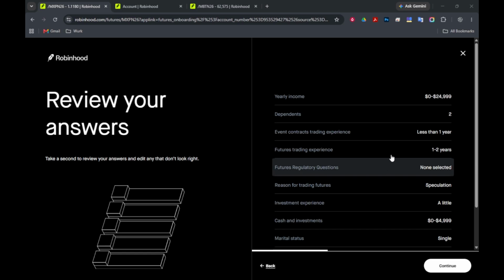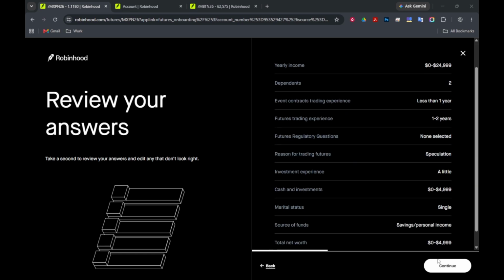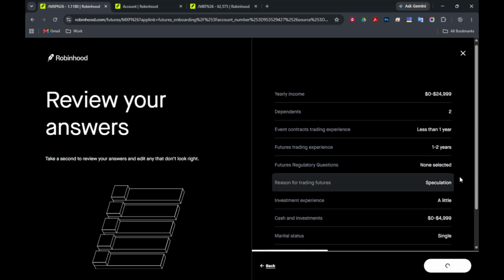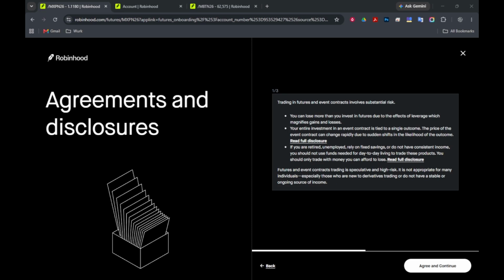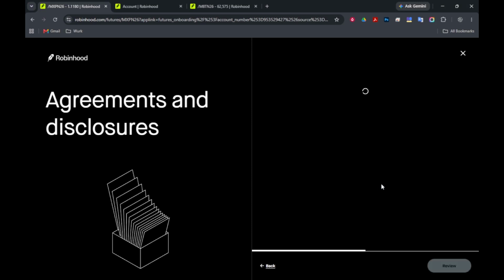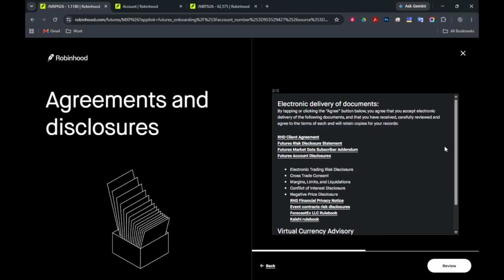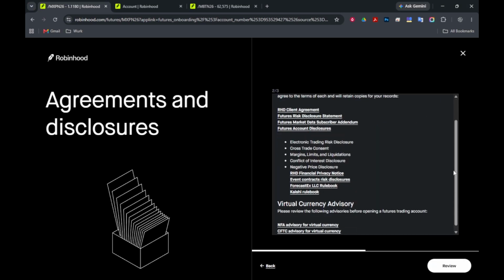Once you've submitted your application, you'll need to wait for approval. Robinhood states that the review process can take up to 72 business hours. During this time, they will evaluate your application carefully. You'll receive both an email and an in-app notification once a decision has been made. Waiting can sometimes be the hardest part, but rest assured, this step is necessary to ensure everything is in order.